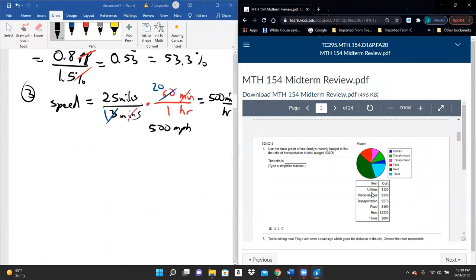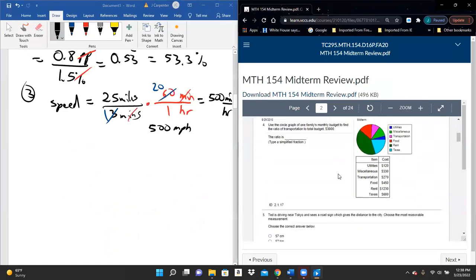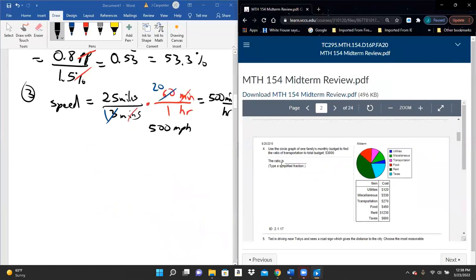Number 4 is a little too easy. I don't want to do that one. This is really just, they talk about the ratio of transportation to total budget. So you just have to take the transportation number and write it over the total budget. They didn't give you the total budget, so I'm pretty sure you can figure out how to get that. Divide them, reduce them, and boom, there's your answer.